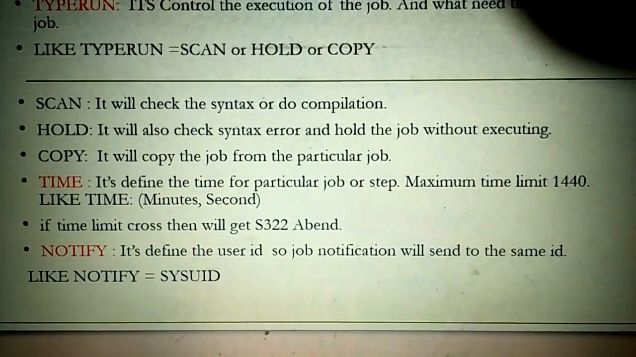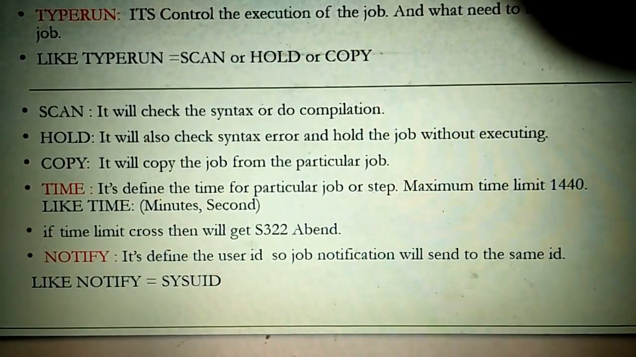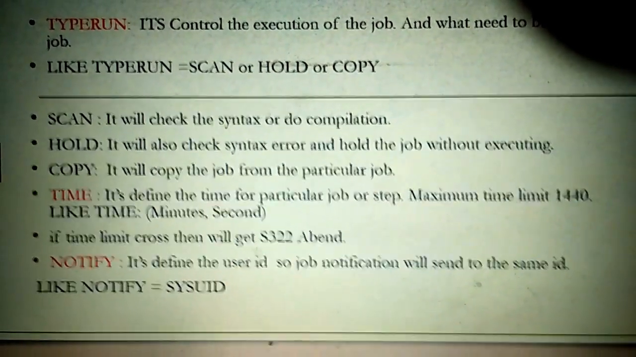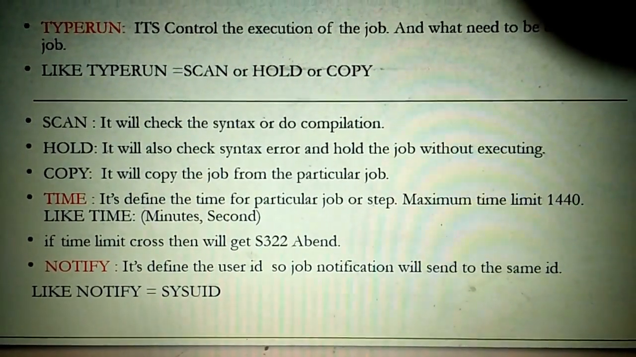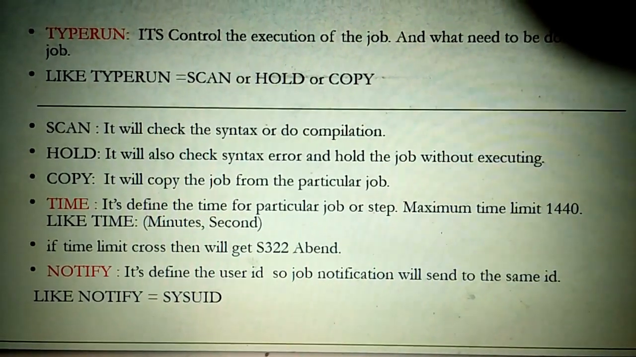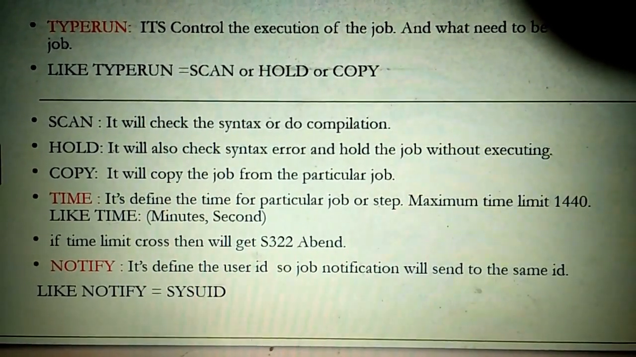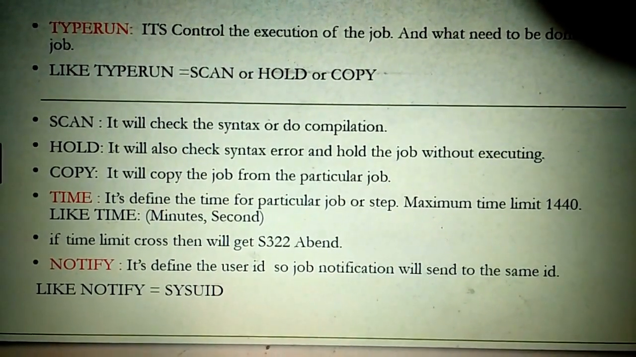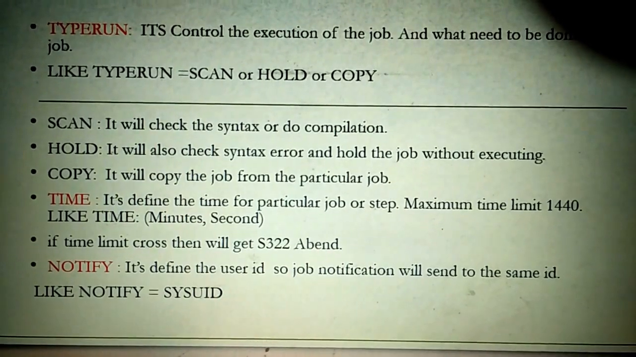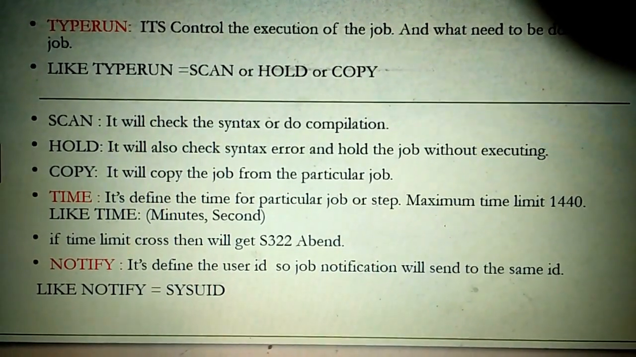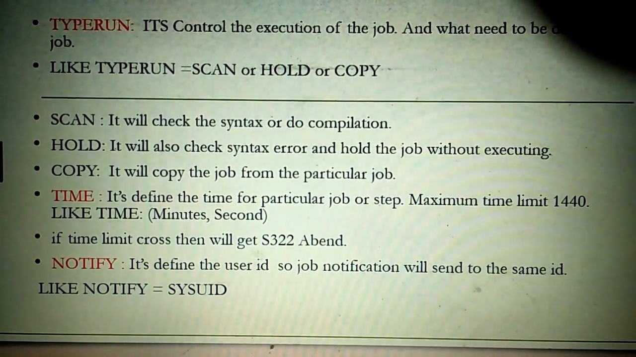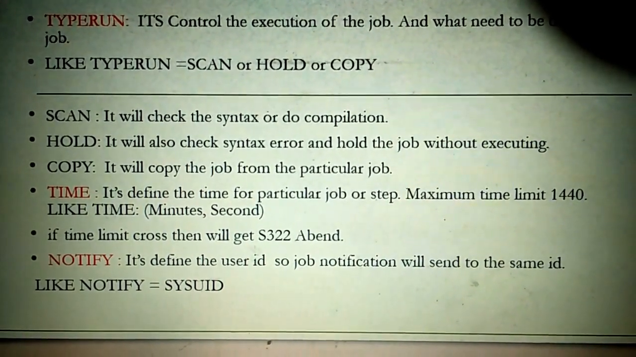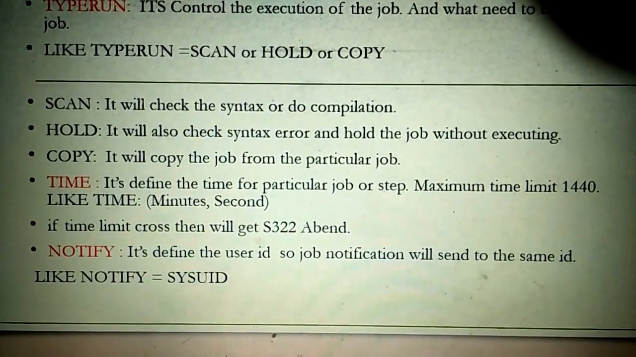So we should know that a particular job has some time limit. If any job is crossing the time limit, then we will get to know by this, and we also need to solve that problem. Then notify defines the user ID, so the job notification will be sent to the same ID. Every user has an ID and wants their output, what they are working on in the computer, in their own ID only. So we will mention our ID here.